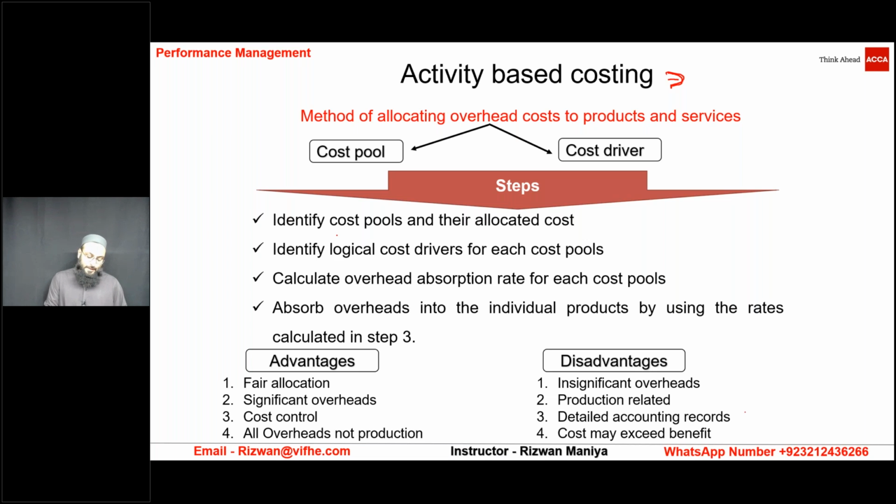And the steps of ABC are in front of you. We first break overhead into cost pool. For every cost pool, we find out cost drivers. Then we work out absorption rate and then we absorb, okay?